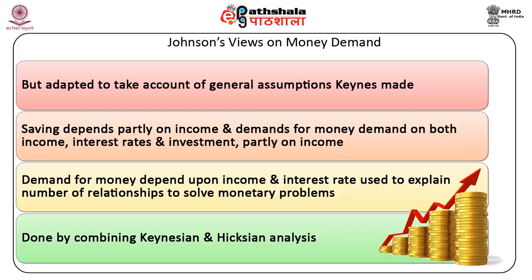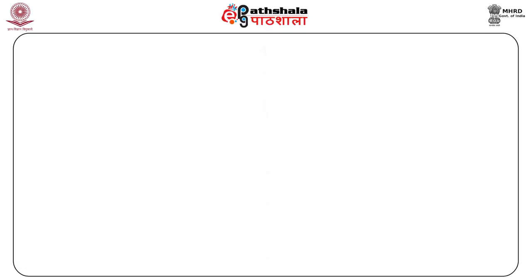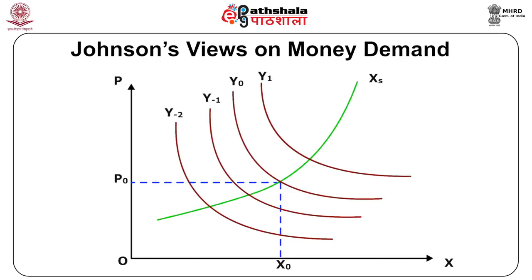For example, saving depends partly on income, investment partly on income, and both demands for money depend upon income and the interest rate. It can be used to explain a number of important relationships to solve several monetary problems. Johnson suggested that this can be done by combining the Keynesian and Hicksian analysis. Let us first focus on the given figure.